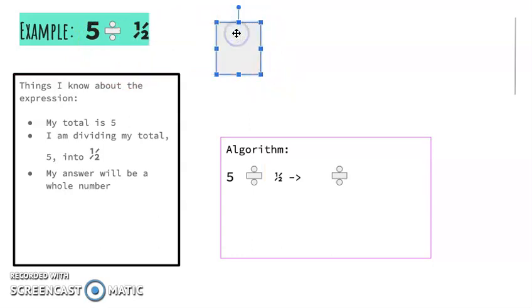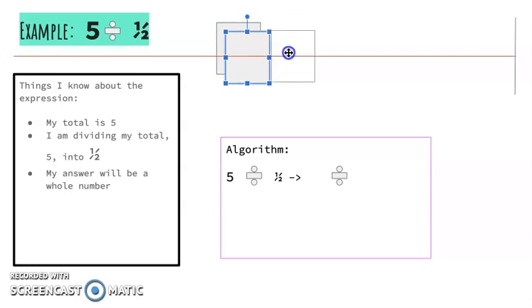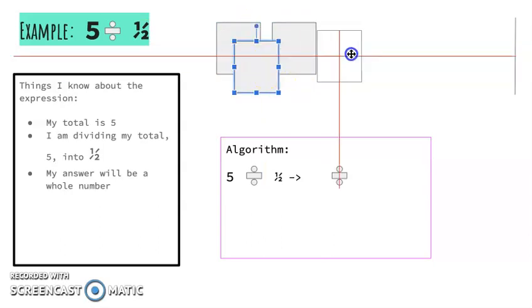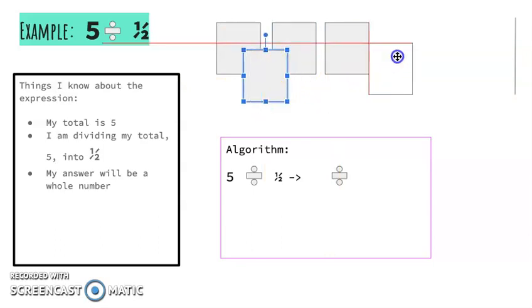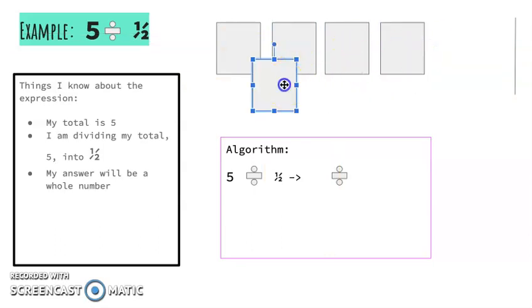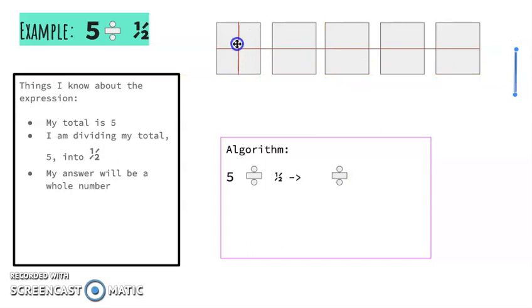So that's my first square. 2, 3, 4, and 5. So that's my total, 5. So let's pretend that Miss Trejo has 5 chocolate bars. And she wants to divide them into halves or into 1/2. So what I'm going to do now is I'm going to come and divide this, well, 1 by 1 into half.